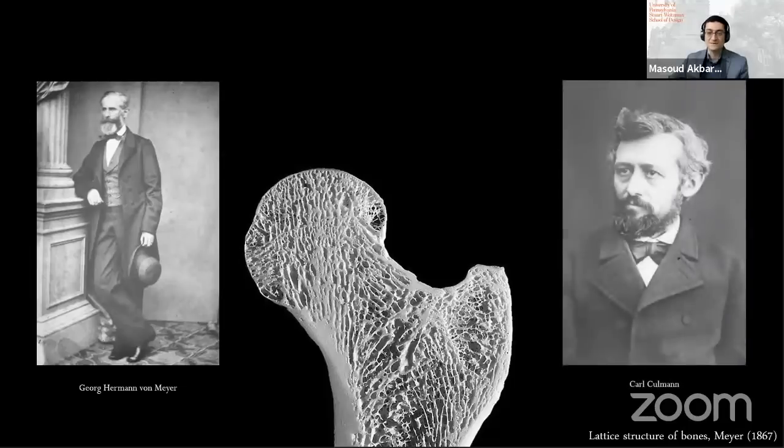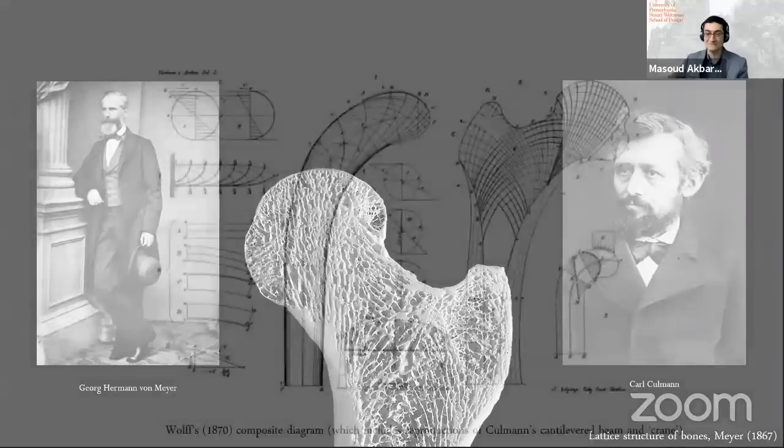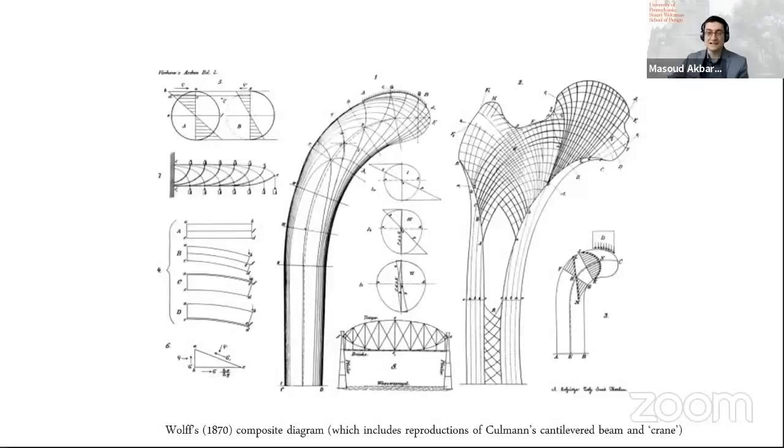Culmann, at the time, was developing the methods of graphic statics at ETH Zurich. He met von Meyer at the gathering of the Society for Natural Sciences in Zurich in July 1866. And von Meyer particularly highlighted his interaction with Culmann in his 1867 publication. So what is the result of this interaction?